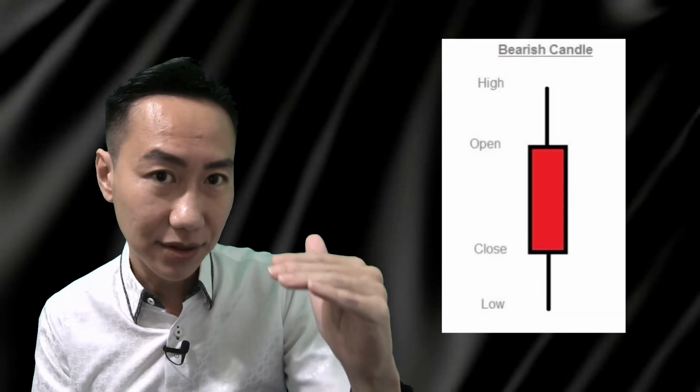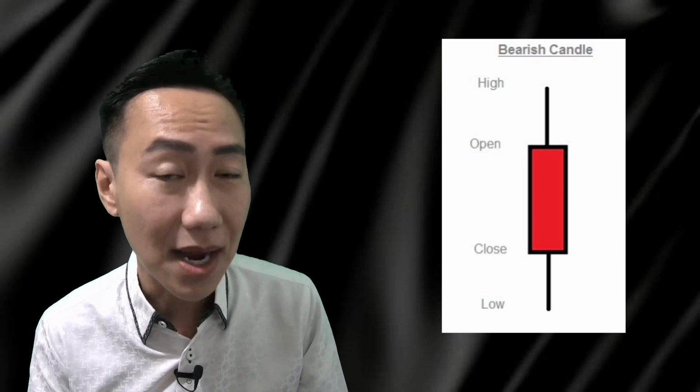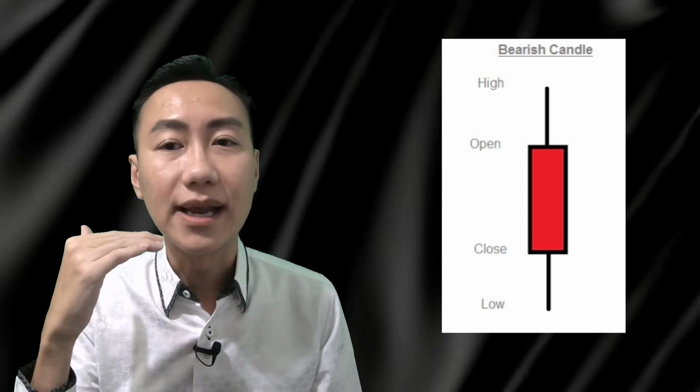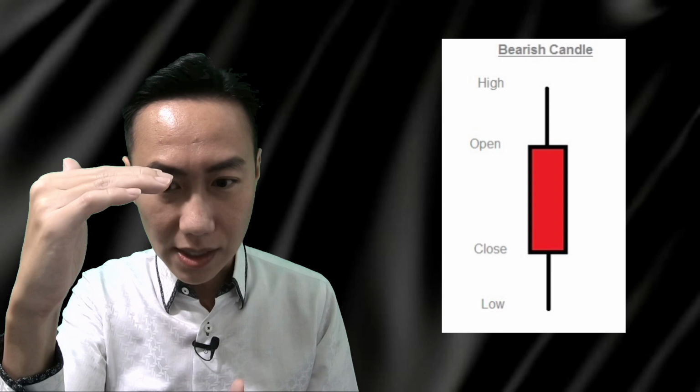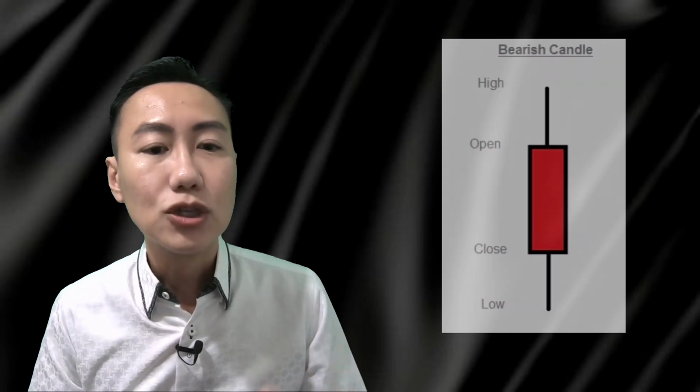So now, how about the red color candle? A red color candle is falling down. Of course, that is sellers entering the market and starting to sell off their trades. They keep selling off. That's why a solid bearish candle keeps coming down. Am I right?